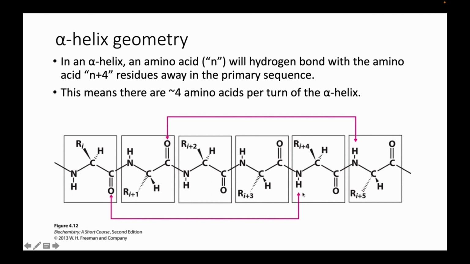So what that means is there are about 4 amino acids per turn of alpha helix. Once I go all the way around the helix, it'll take me about 4 amino acids to do that. And then the next 4 amino acids will get me around another time.